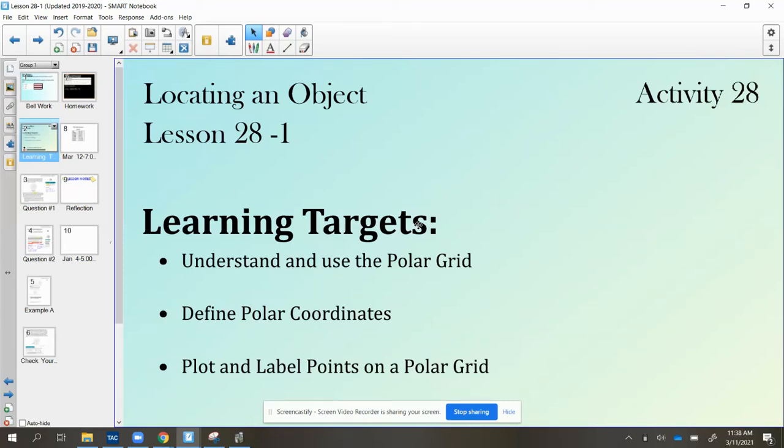Everyone, and welcome to Unit 5B. Today we're going to start talking about polar coordinates and the polar grid. Today's lesson is starting on page 377 in your Springboard textbook.